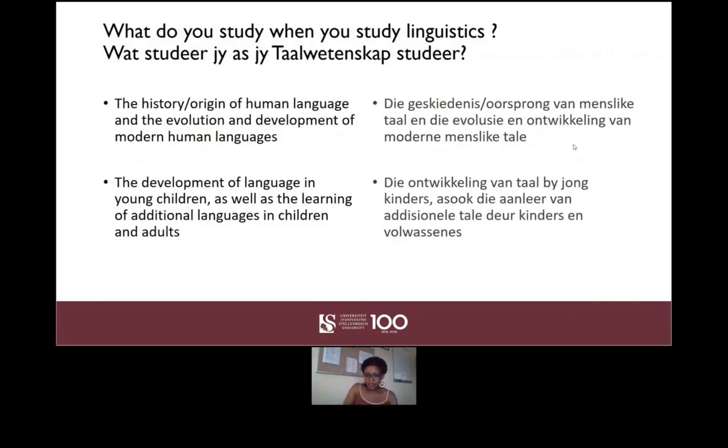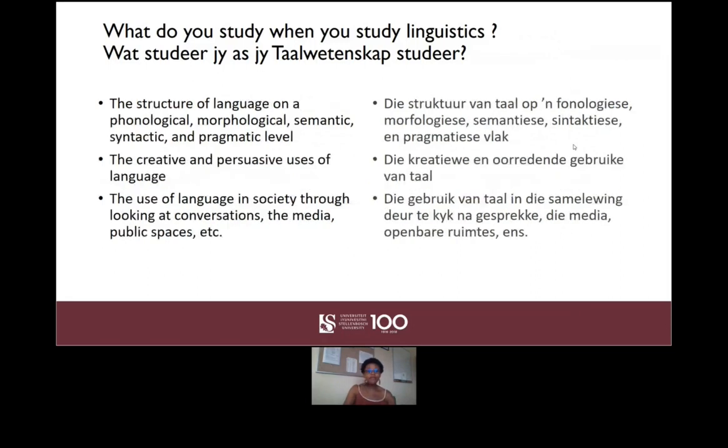So what are you studying when you study linguistics? Well, you could be looking at the history or origin of a human language, the evolution and development of modern human languages. You could be looking at contemporary uses of language. I think a very topical issue is language use on social media, for instance. We could look at the development of language in young children, as well as the learning of additional languages in children and adults. In formal linguistics, for instance, you're looking at the structure of language, and I'll explain all the different sections a little bit later.